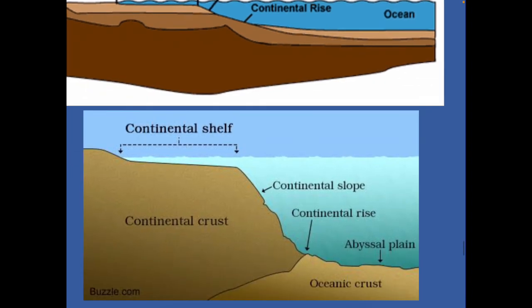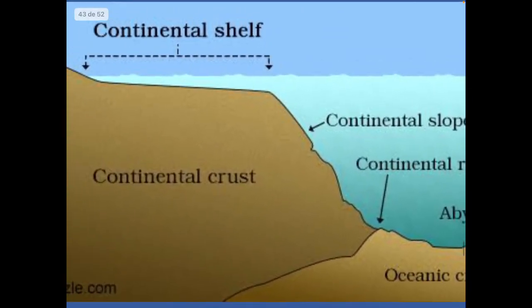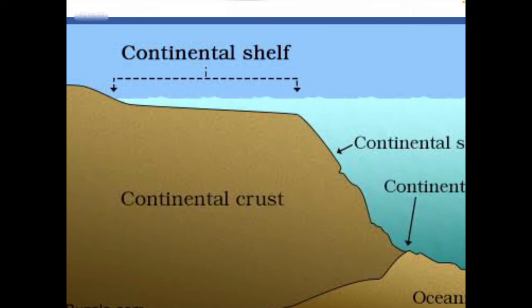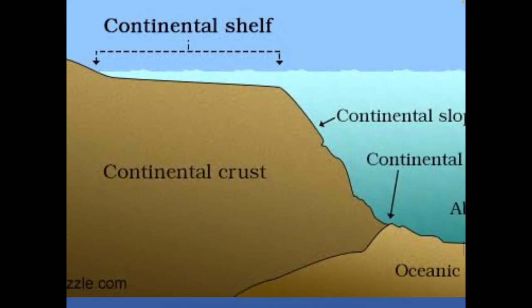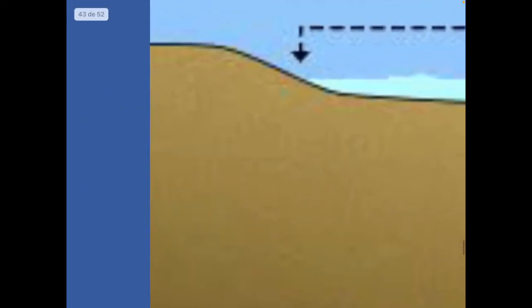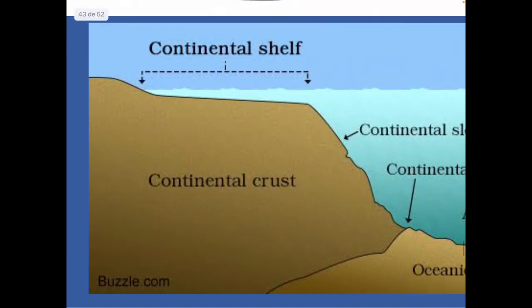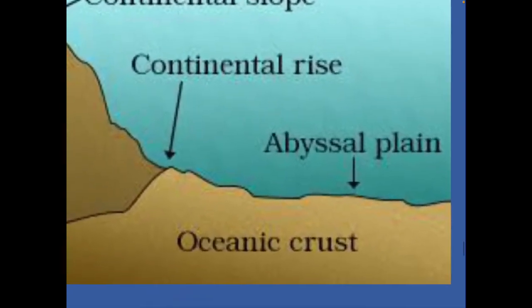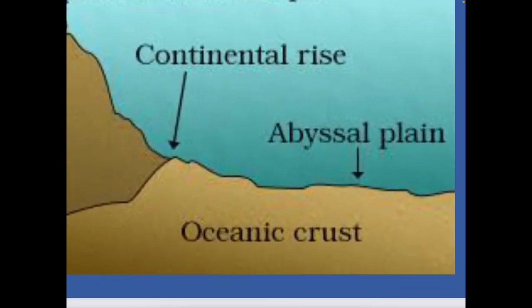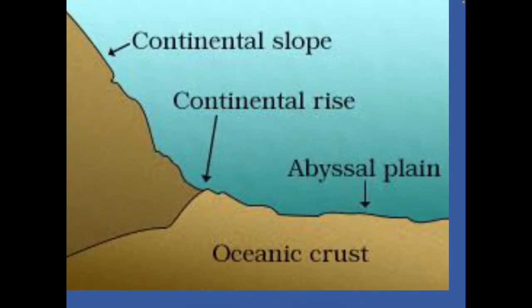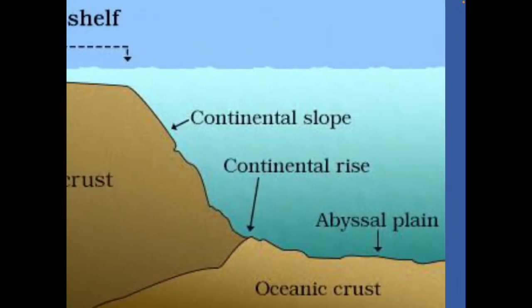Let's start with this one. First, we have a division. There are some parts of the lithosphere that are the continental crust. So those are the parts of the lithosphere that rise above the sea level and make up the continents. And we have the oceanic crust, that is the part of the lithosphere that lies beneath the ocean, that lies at the bottom of the ocean.